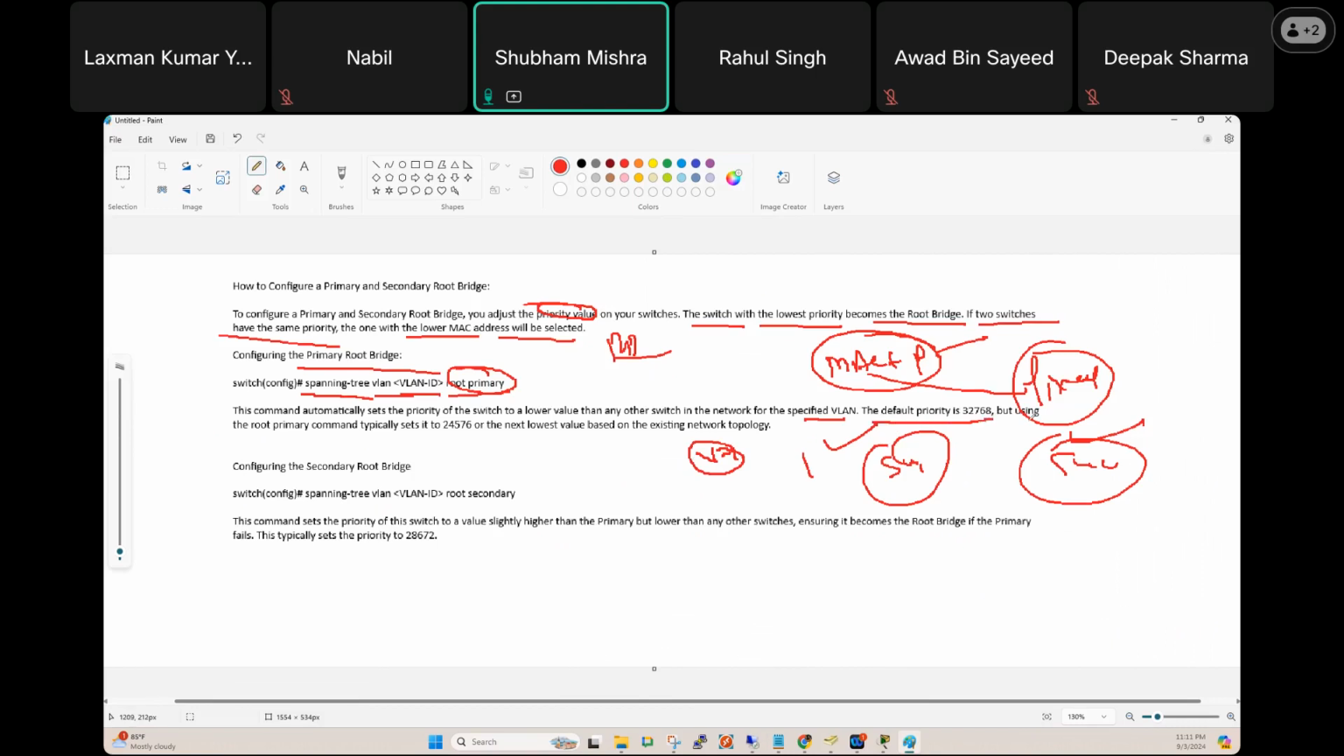But using the root command, it is set to 24576. This is the default for root primary. Are you clear, everyone?